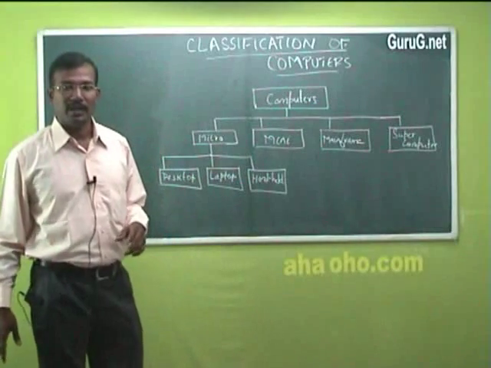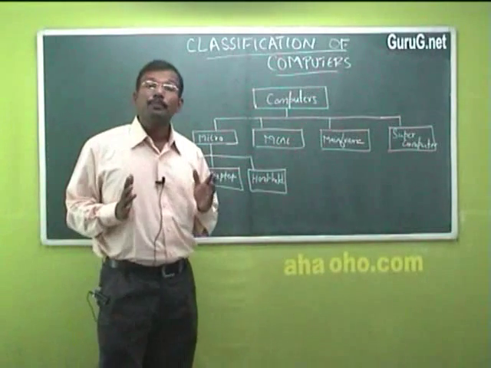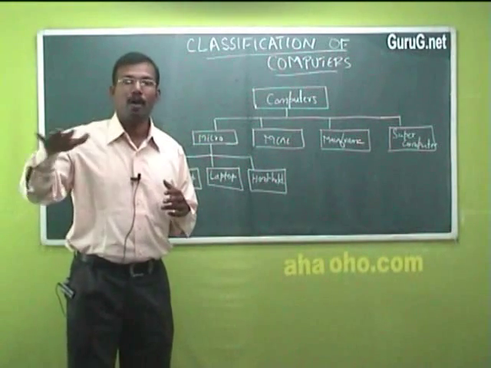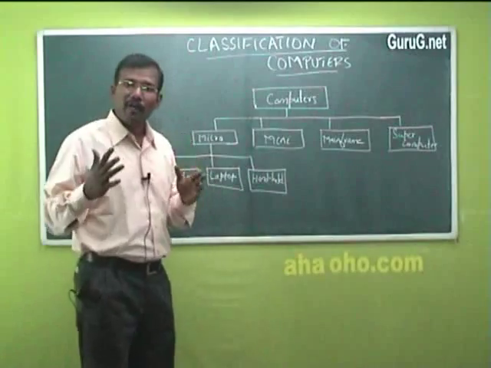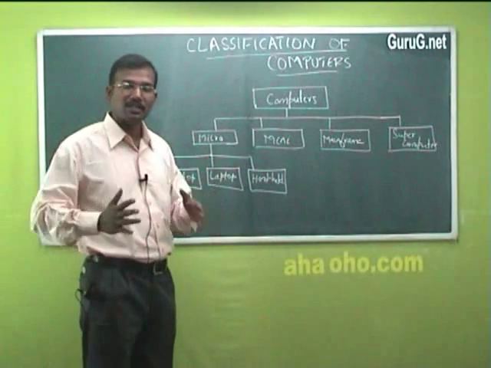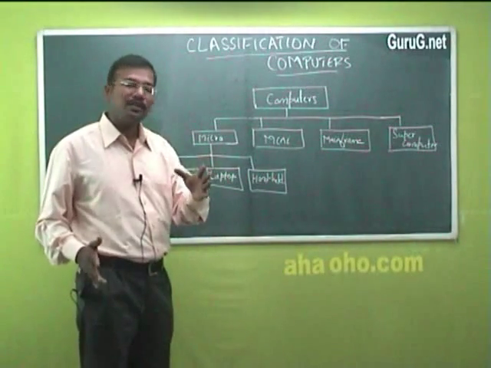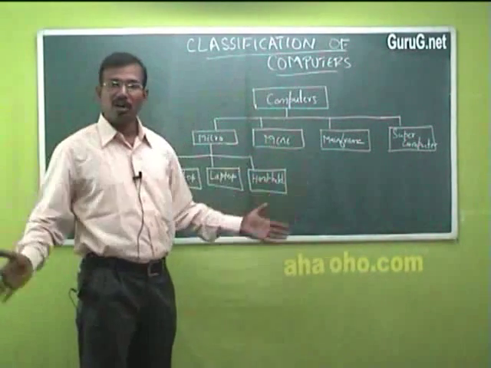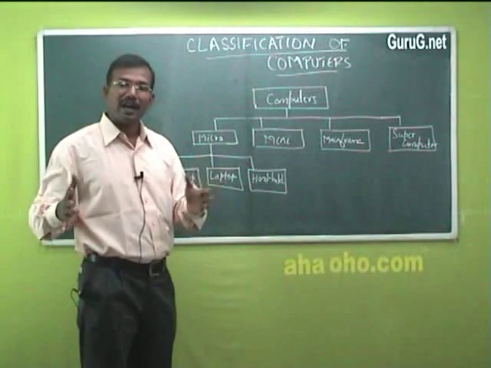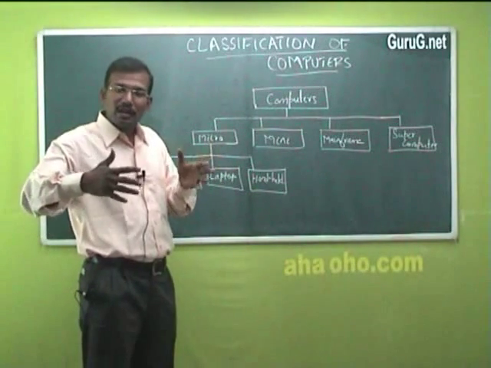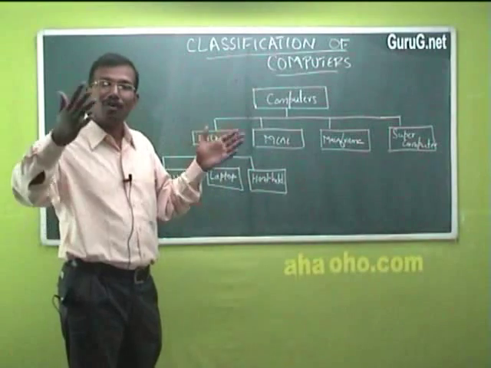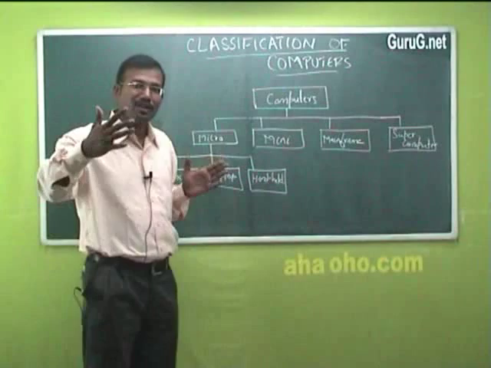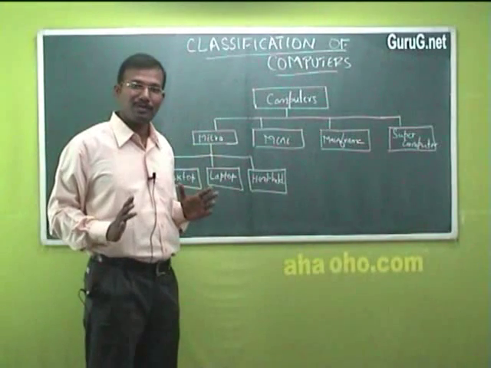Coming to the supercomputer, suppose you want to perform floating point operations, which we call FLOPs. Suppose you have millions of floating point operations that you want to perform, then definitely you need to go for supercomputers. This will be very, very large. If you have a dormitory, the full dormitory would be the size of this particular supercomputer.